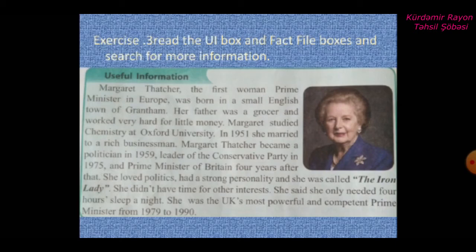Margaret Thatcher became a politician in 1959, leader of the Conservative Party in 1975, and Prime Minister of Britain for years after that. She loved politics, had a strong personality, and she was called the Iron Lady. She didn't have time for other interests. She said she only needed 4 hours sleep a night. She was the UK's most powerful and competent Prime Minister from 1979 to 1990.